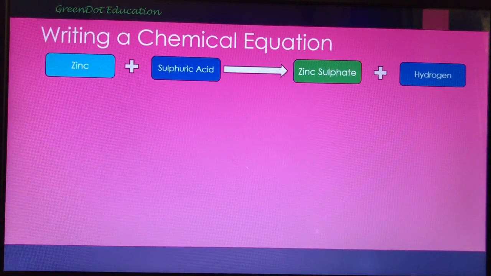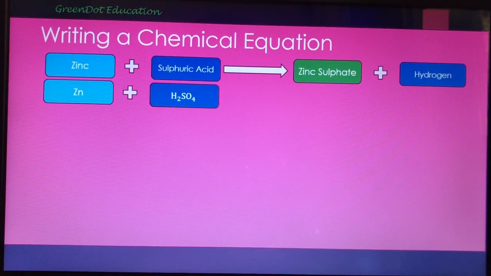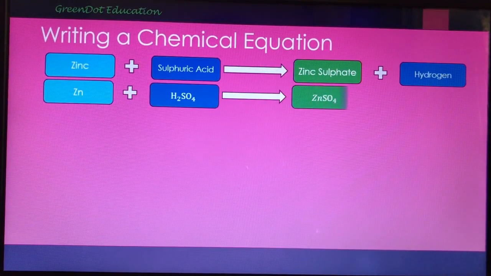These air-like bubbles are the release of gas, that is hydrogen. So now this is a word equation. How can we write it in a chemical form? Chemical equation, right? So we are going to use symbols again. The symbol for zinc is Zn, and that of sulfuric acid is H2SO4. When they both react together, we get ZnSO4, which is a symbolic representation of zinc sulfate, and H2 gas, which is a symbolic representation of hydrogen.